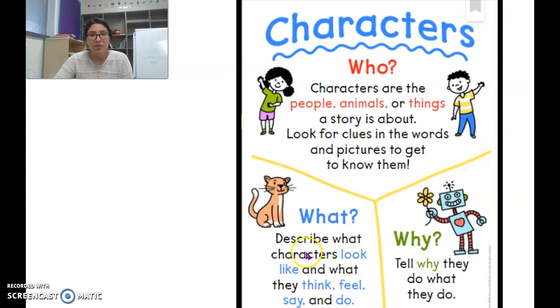What? Describe what characters look like and what they think, feel, say, and do. So pay attention to the way they look and how they behave. And then why? Tell why they do what they do. A character behaves a certain way for a reason. So get to know them a little bit better.